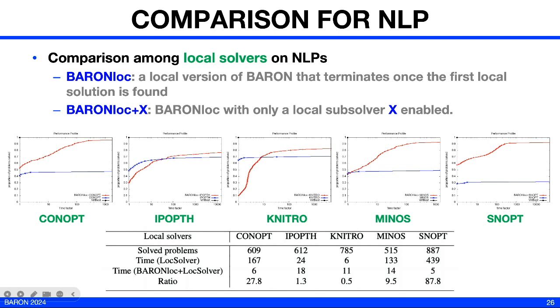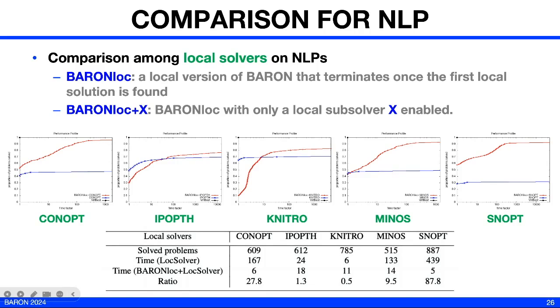And here we know that Barron utilizes different local solvers internally, but here we further limit Barron lock to use only one local solver, and then we can get clearer comparison results. For example, we only allow Barron to use CONOPT as its local solver. Then we compare Barron lock plus CONOPT with the standalone CONOPT, similar for the other solvers.